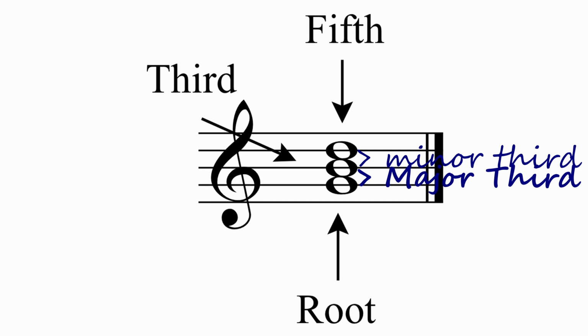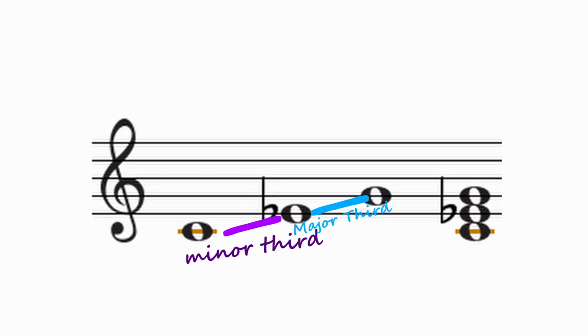However, a C minor triad would be a bit different. Instead of it being a major third from the root, this one would be a minor third. However, the 5th is only a major third away from the 3rd. So we go, so that's one way to look at it.